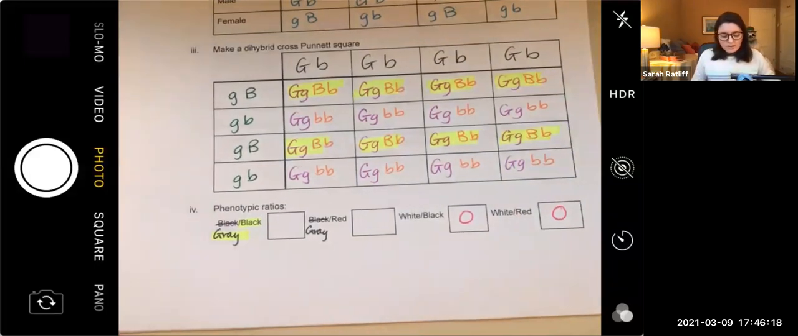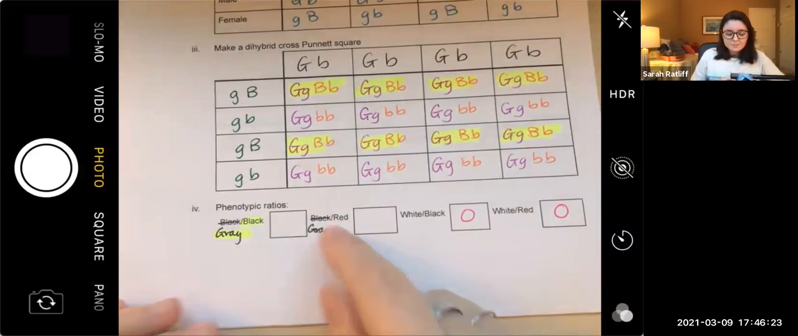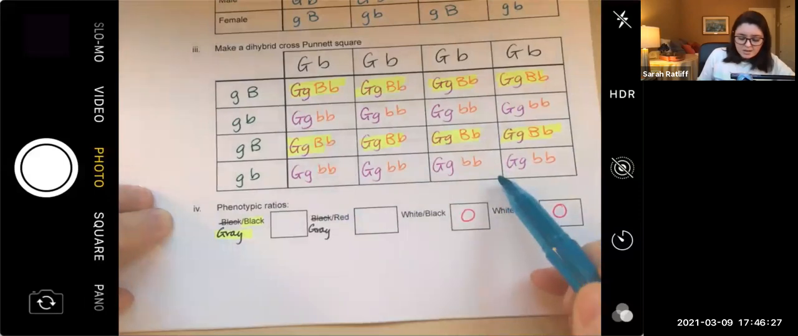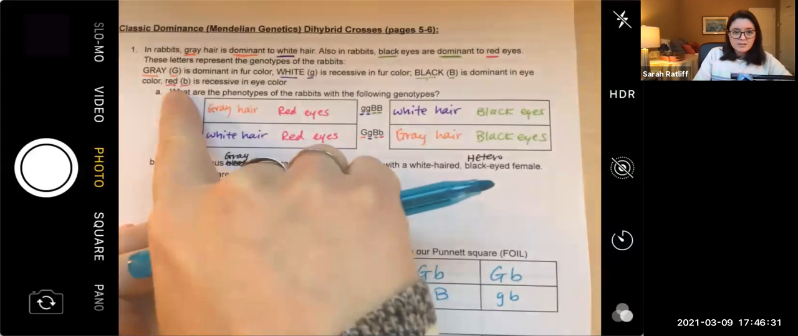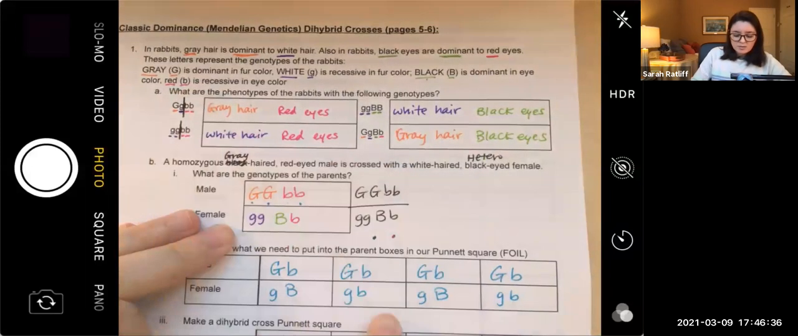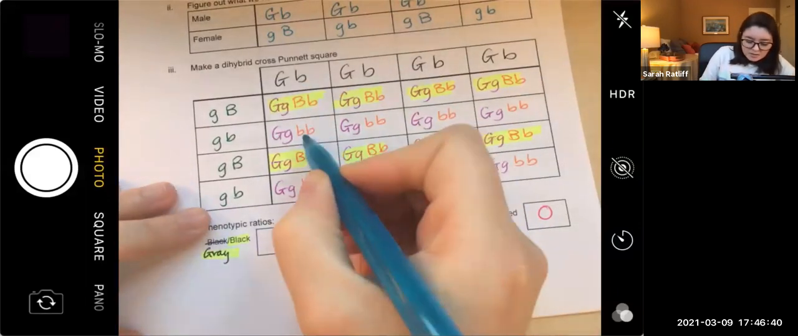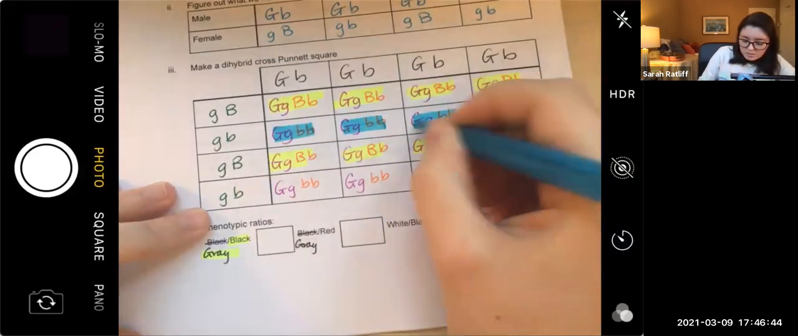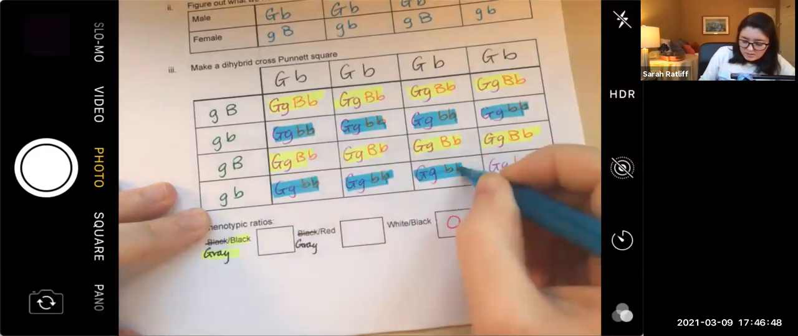Great. Now, gray fur with red eyes. All of these have gray fur, easy enough. Red eyes is recessive. So if we see a double little b, homozygous recessive, we know we're going to get red eyes. So let's take a look here. This one is gray with little b's. It's going to be gray with red eyes.